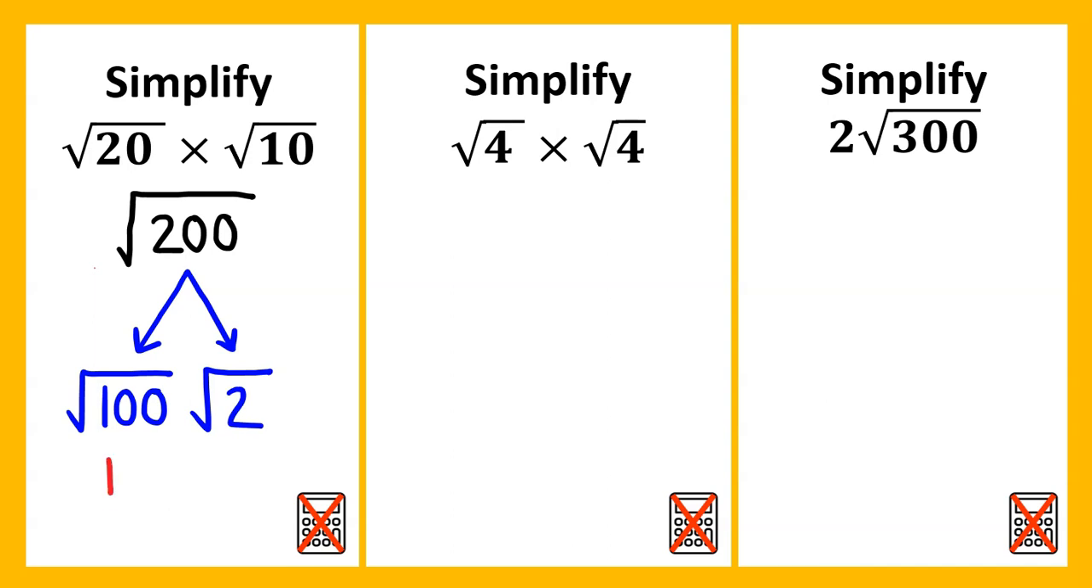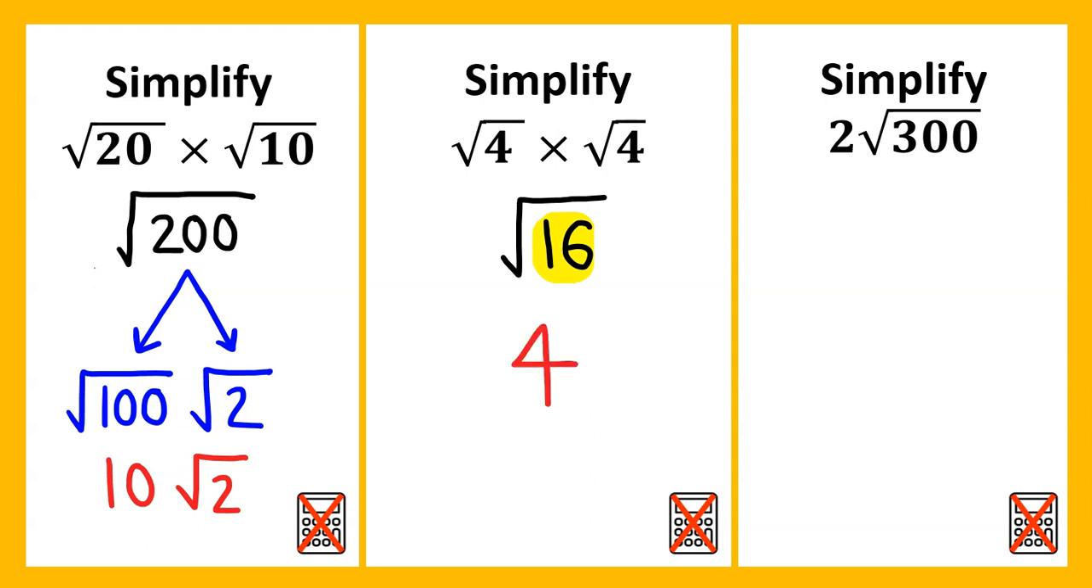I know root 100 is 10, and this would leave us with 10 lots of root 2. Root 4 can be multiplied to give us root 16, and this is a special case where I know what the root of 16 is straight away. It gives me a whole number, which is 4.